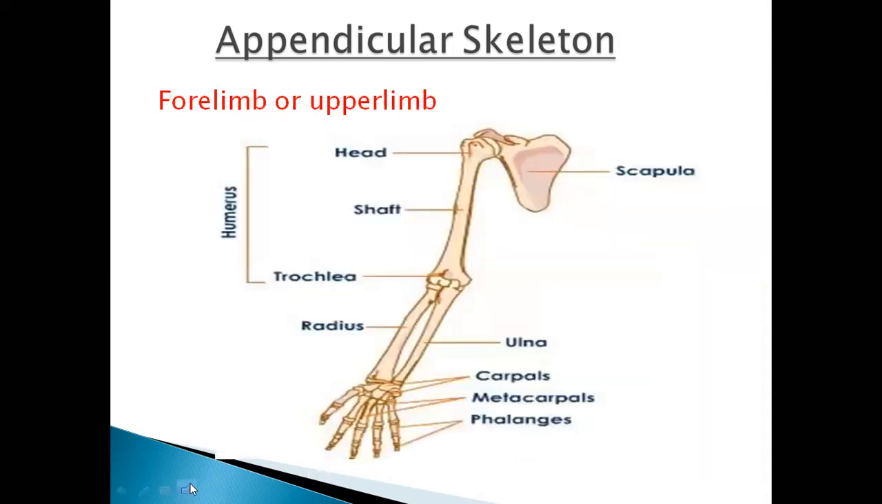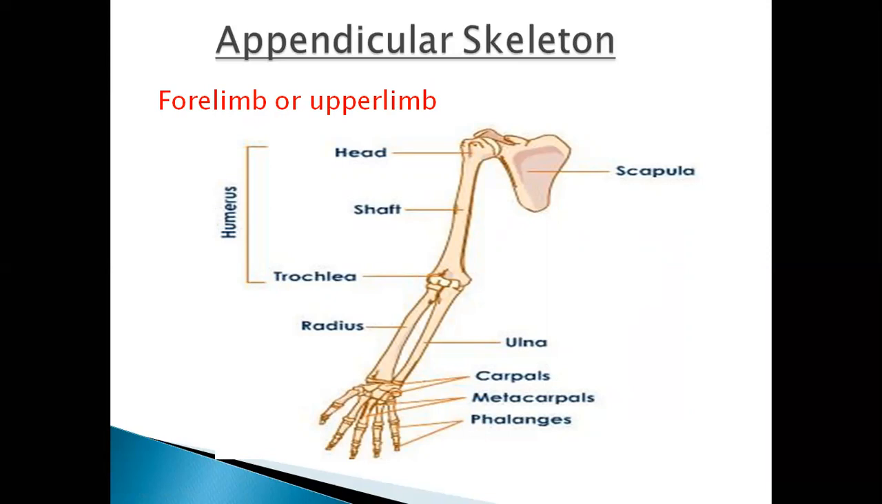Now the next part of the appendicular skeleton is the forelimbs or upper limbs. The hand region, the arm region, is originating from this shoulder girdle. After the shoulder girdle, you can say that is the forelimb or upper limbs. Okay, so let's see how it is.